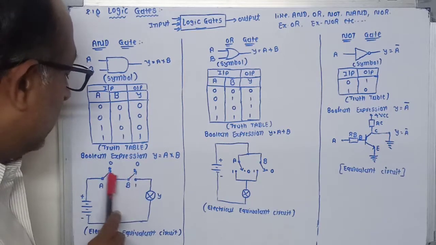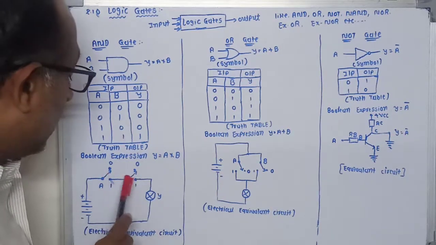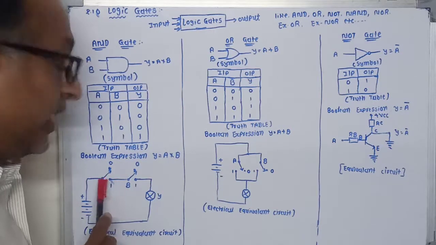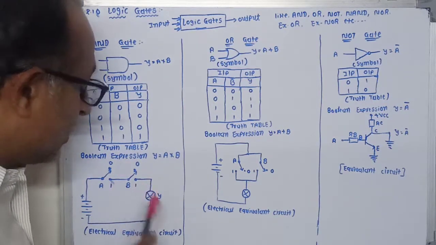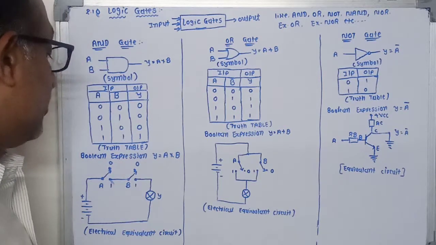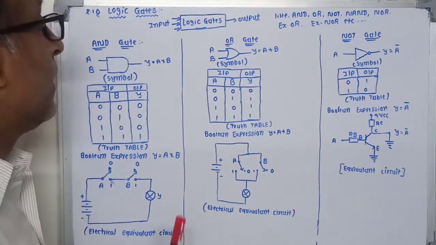If it is 0 and if it is 1, output is 0. Now when both are 1, both connected to logic 1 for A input and B, the current starts to flow through this lamp and it will glow. So it is very easy.